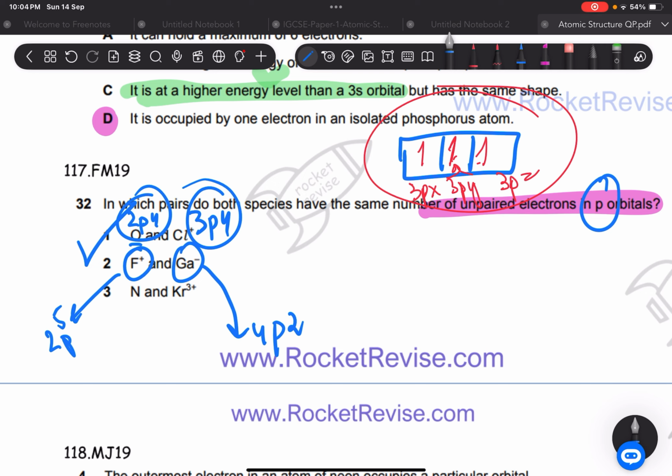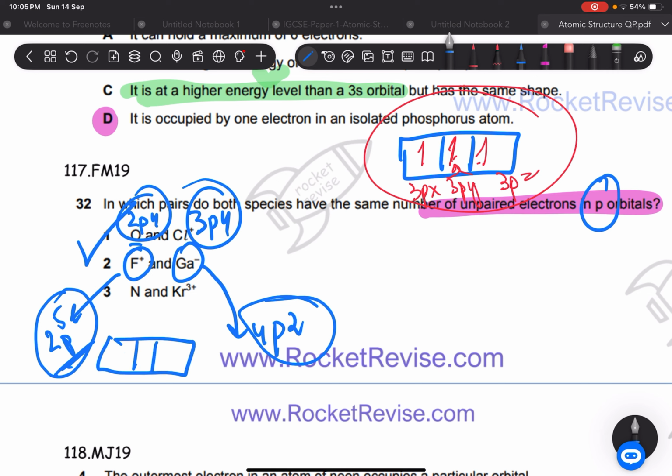And they should have the same number of unpaired electrons in p orbitals. So definitely we can see, it has only one unpaired electron, where this one has two unpaired electrons. You can check it out over here. 2p5 means that 1, 2, 3, 4, and 5, whereas 4p2 means that 1 and 2. So over here we have one unpaired, and over here we have two unpaired. So I hope you get this.